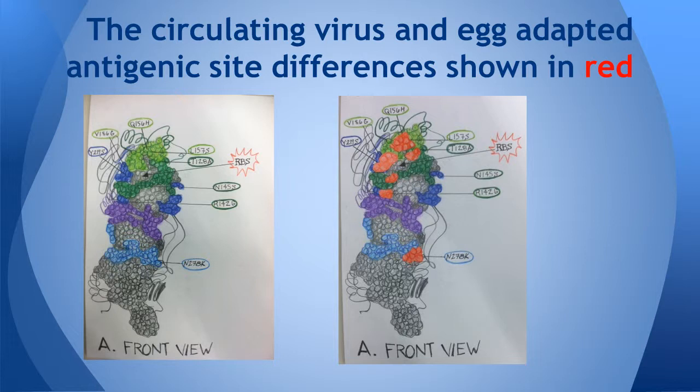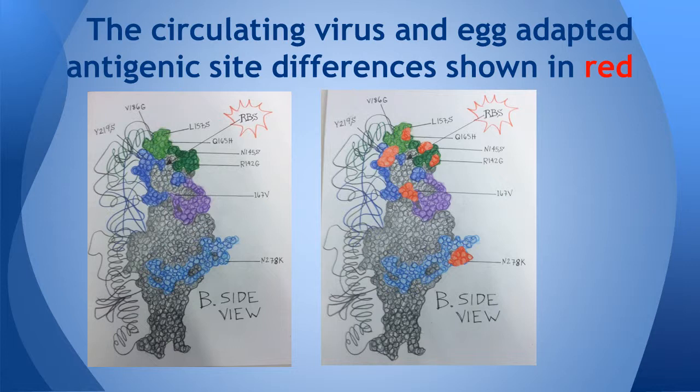The receptor binding site is labeled RBS. Notice how close the mutations are to the RBS. This proximity illustrates why the vaccine developed for the egg-adapted form won't fit the circulating form. This is the side view of the same virus, and the mutation is again shown in red.